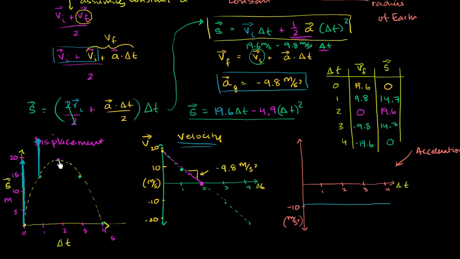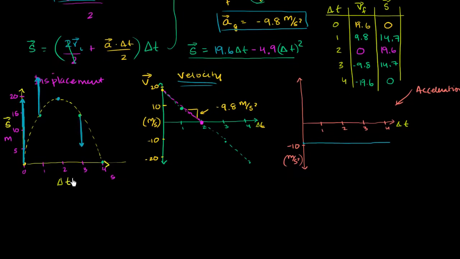Then at this peak right over here, it has a velocity of 0. Then as you go to 3 seconds, the magnitude of its velocity is 9.8 meters per second, but it is now downwards, so it looks like this. And then finally, right before it hits the ground, it has a negative velocity of 19.6 meters per second. So it would look roughly like this, if I use the same scale over here.